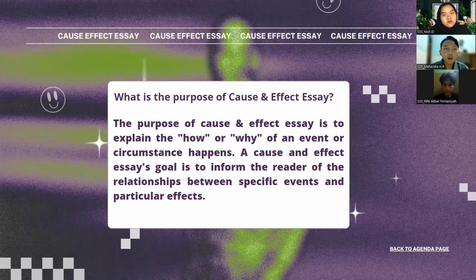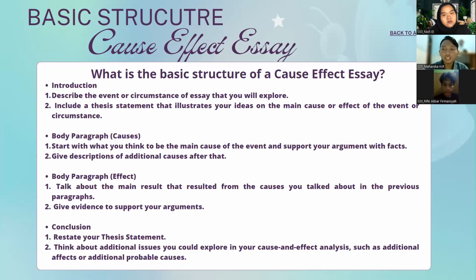And the next one, what is the basic structure of a cause and effect essay? The first one, introduction. Describe the event or circumstance that you will explore in the essay. And include a thesis statement that illustrates your ideas on the main cause or effect of the event or circumstance.